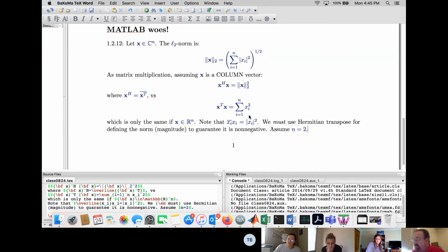So in this problem, it has three parts. So negative, zero, imaginary. So you come up with three different x's that will make this happen. Just to underscore the importance of using the Hermitian transpose when it's warranted.